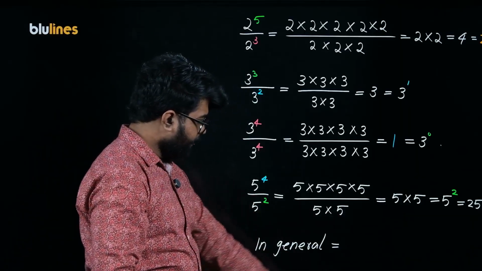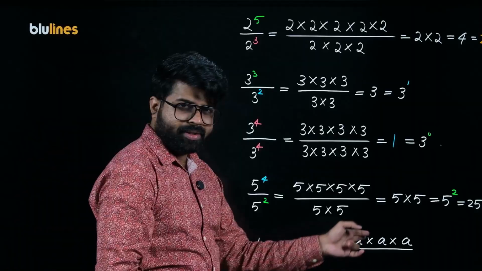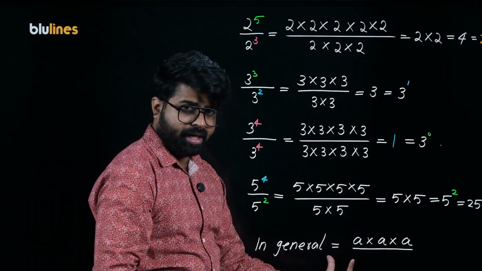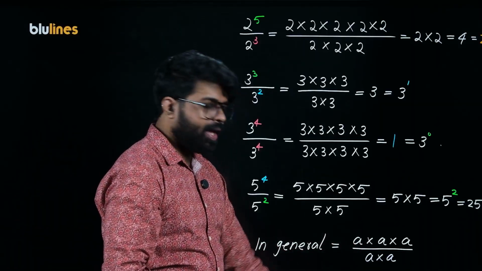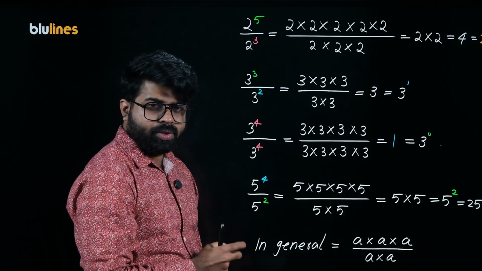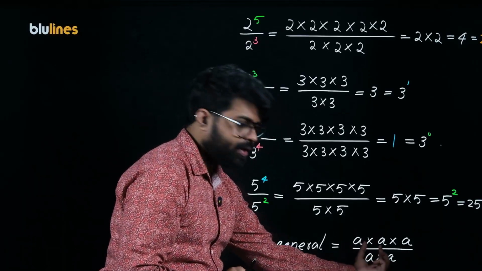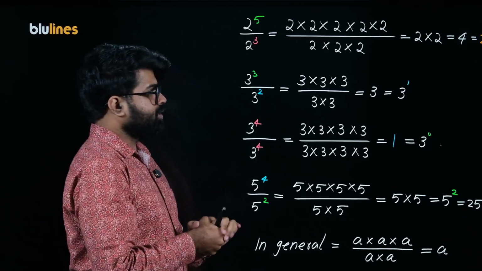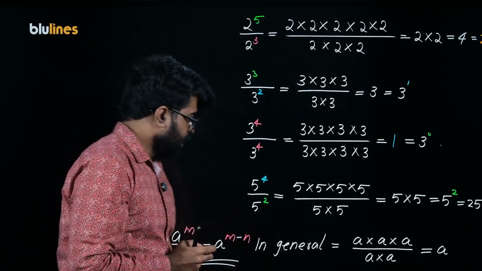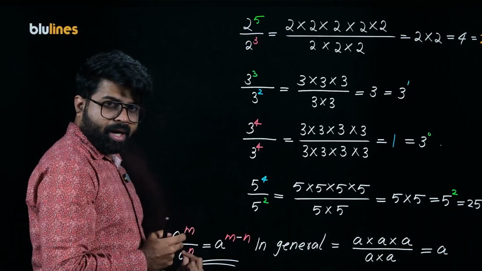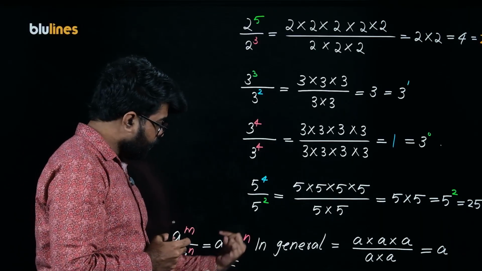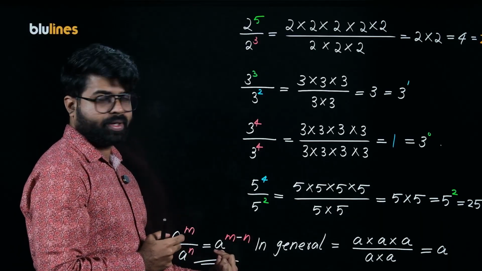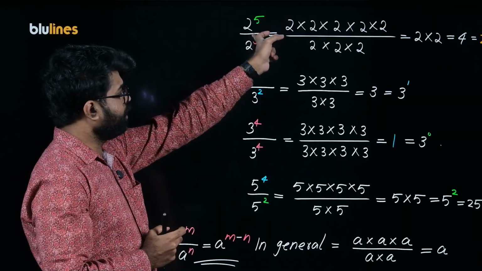So in general, what is a multiplied 3 times divided by a multiplied 2 times? You cancel out 2 terms, 2 a's from the numerator and the denominator, and the remaining will be equal to a. So based on this result, I conjecture something. I have a to the power m upon a to the power n, that is equal to a to the power m minus n.